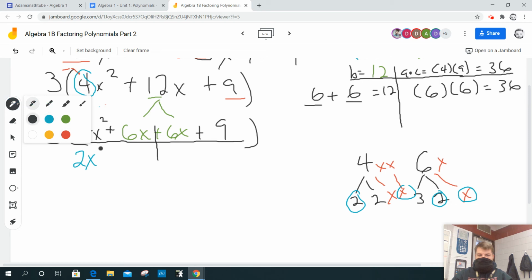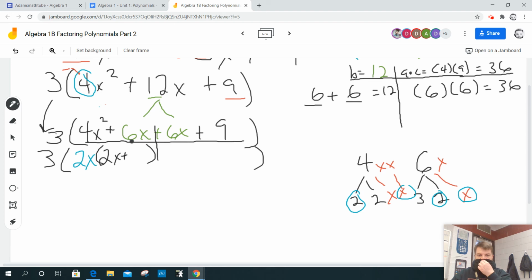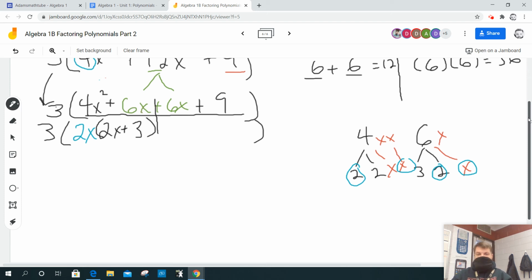Now, what do I multiply 2x by to get 4x squared? 2x. What do I multiply 2x by to get 6x? Just 3, right? Because if I put an x here, then 2x times 3x would be 6x squared, and I don't want that. I just want 6x.